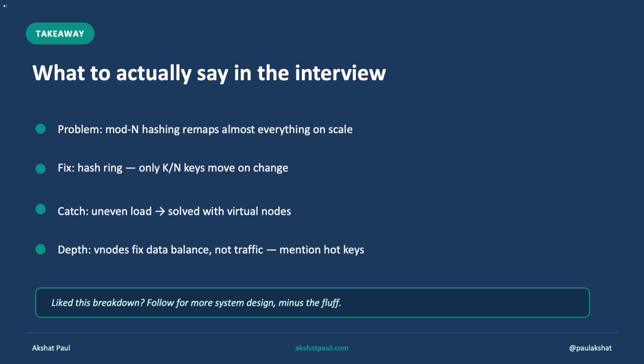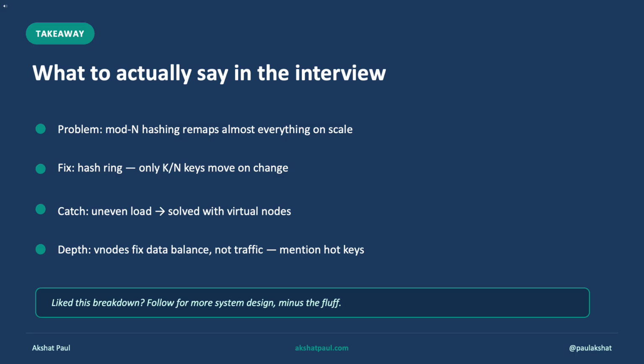1. The problem. Naive mod n hashing remaps almost every key when your server count changes. 2. The fix. A hash ring where only roughly k over n keys move when a server is added or removed. 3. The catch. A plain ring can still be unevenly loaded with few servers, and virtual nodes fix that by giving each server many points on the ring instead of one. And 4. The part that'll actually set you apart. Virtual nodes fix data balance, not traffic balance.